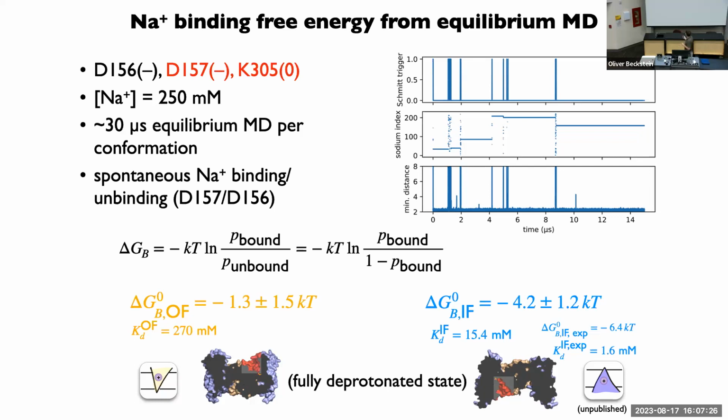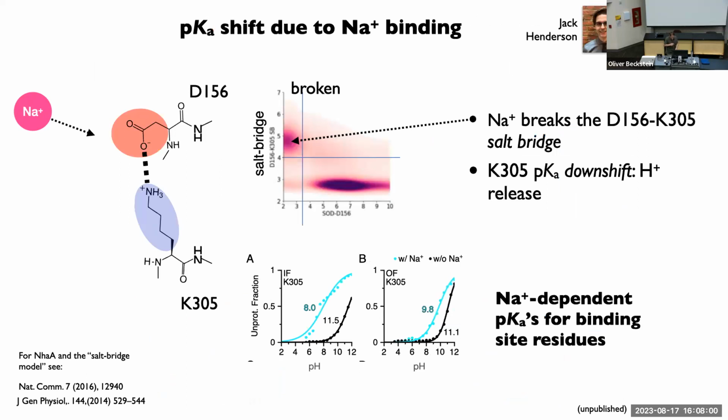So it's not that easy to compare these things to experiment. In the case of NapA, at least our collaborators managed to measure the binding affinity in the inward-facing conformation. The experimental number is about 1.6 millimolar, or minus 6.4 kT. And we are getting about minus 4.2 kT, or 15.4 millimolar. That's actually pretty good when you're doing this kind of classical MD and you're not really putting anything else in except the structure. So from this, we have an idea of how the sodium behaves.